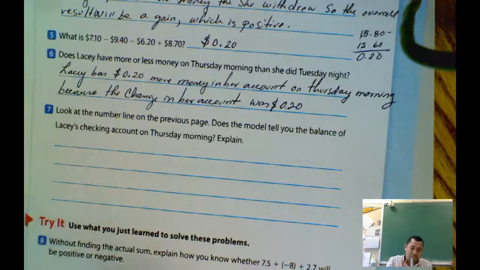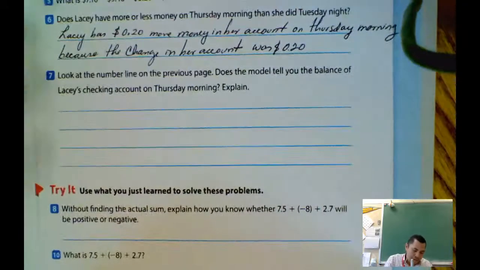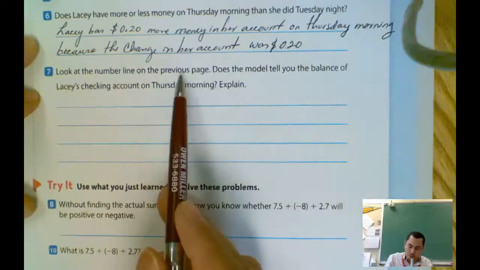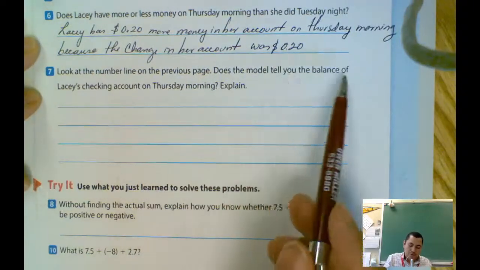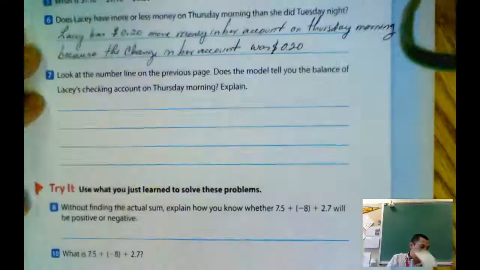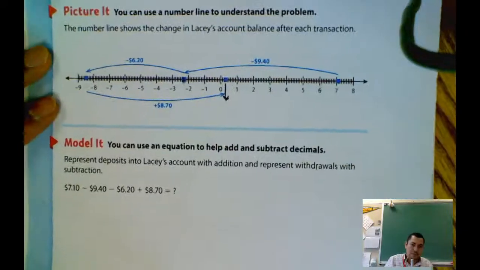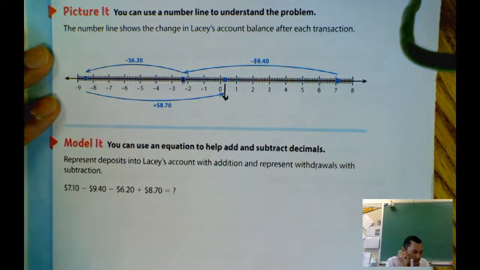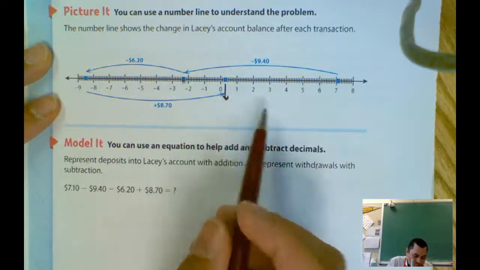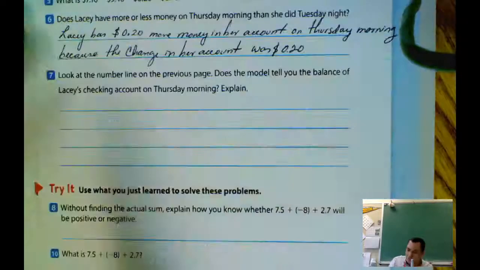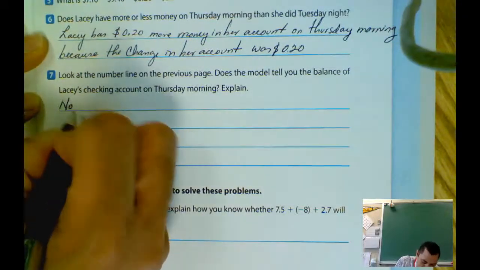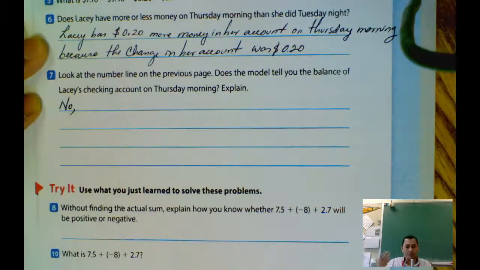Okay? So number 7. Let's look at the number line on the previous page. We have a number line on the previous page. I'll show it to you in a minute. Does the model tell you the balance of the Lacey checking account on Thursday morning? Explain. So in this case, let's look at the number line. I'm going to say no. Okay, the number line does not represent the balance of Lacey's account in this case, and let me type that one. So no in this case, and remember we need to write an explanation.